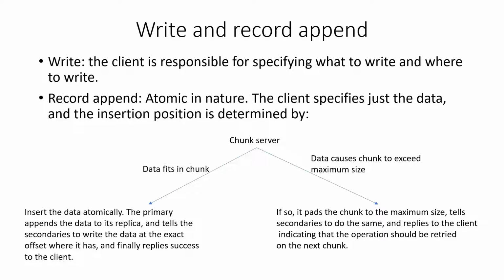So this can result in one issue: fragmentation. Let's say there is a chunk which has only 1 MB of data in it, and then the client asks us to write something that is 63.5 MB big. Now we see that this 63.5 MB cannot fit into the remaining space, and we have to create a new chunk. So this can cause a lot of fragmentation. In order to stop this, the size of data that can be written through record append is limited to 1/4 of the chunk size. So in this case, 16 MB.